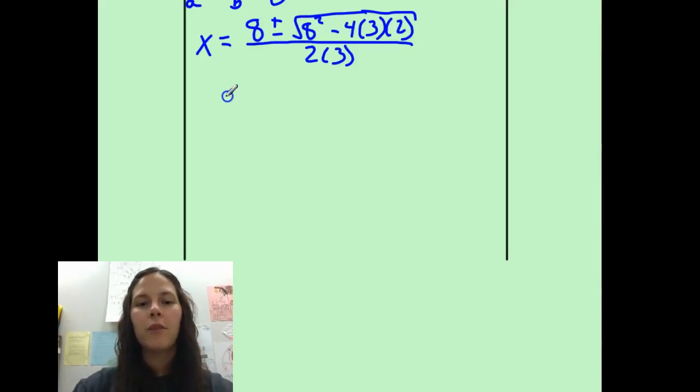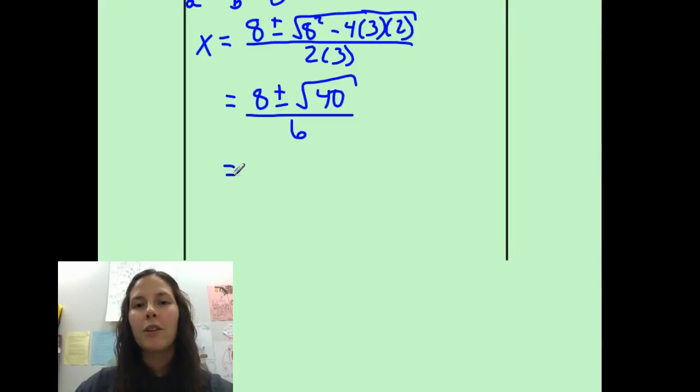Next, we're going to simplify what's under the radical. We are not going to give decimal approximations because you guys know how to simplify radicals. 64 minus 24 is 40. All over 2 times 3 is 6. 40 does simplify. It has a perfect square factor of 4. So I'm going to take the square root of 4, which is 2, and there was a 10 left over.